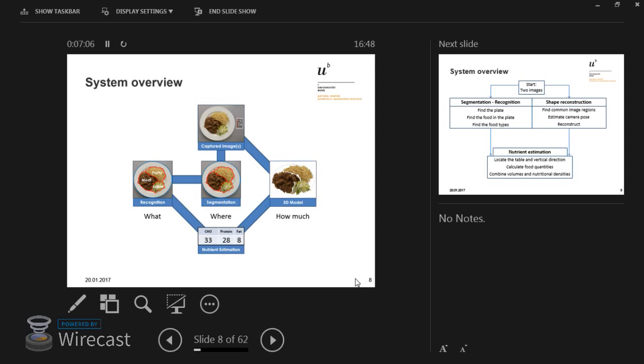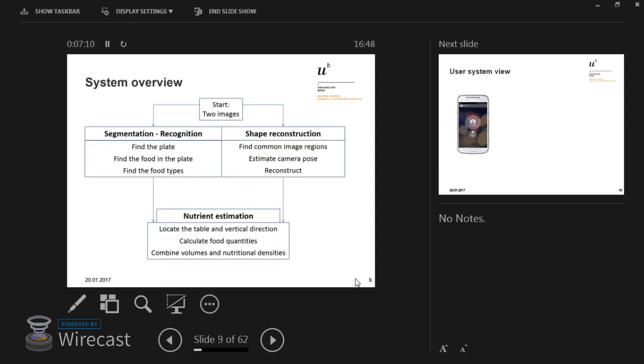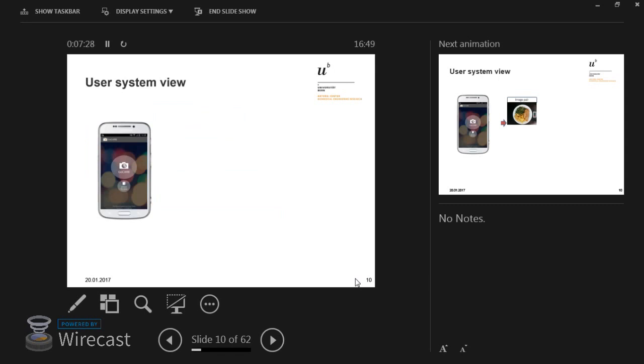So this is just a very basic high-level one. What does that say in text? I try to keep it simple as well. It's essentially what I've just said. On one side, we try to find what it is and where it is. And on the other, we take our images and make a 3D model. Then we combine the 2. What the user sees, however, is slightly different.